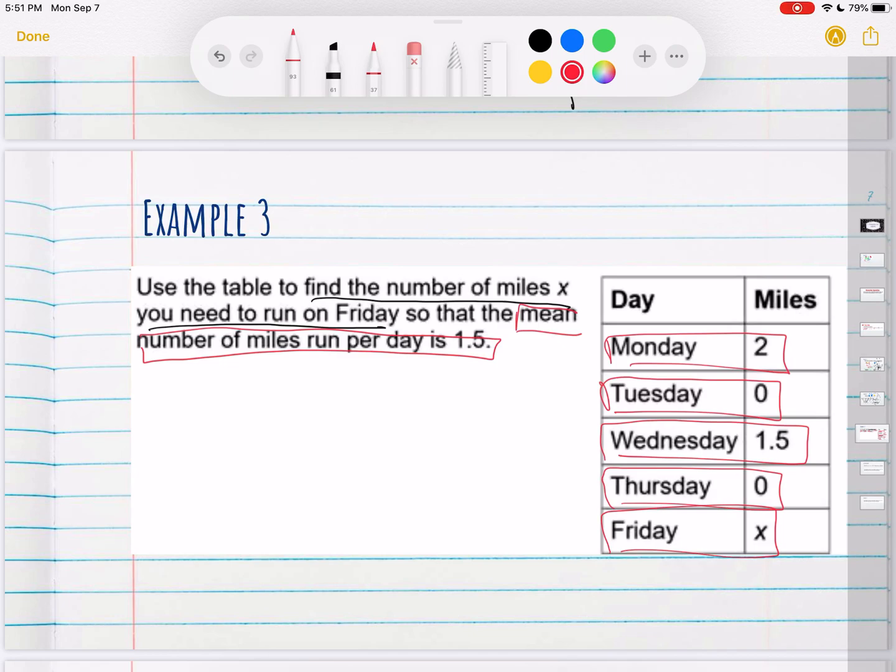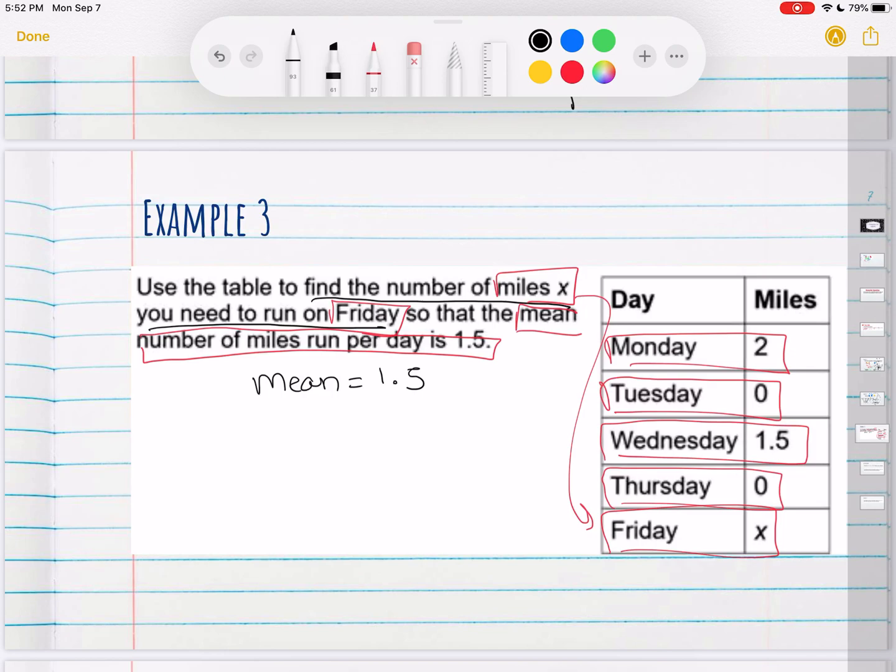Let's see. And the fact that my answer should be in miles is also important. And that it's what's on Friday is important. And that is also kind of summed up right down here. Now again, I want the mean to be 1.5. So I'm just going to write mean equals 1.5. That's what I want for the week.